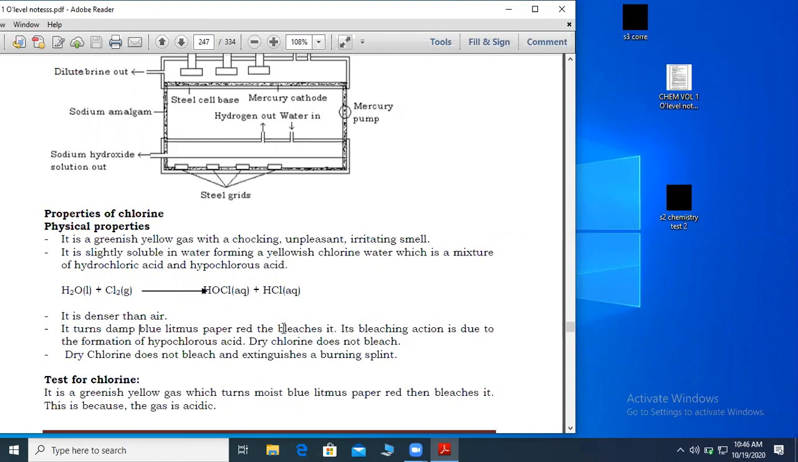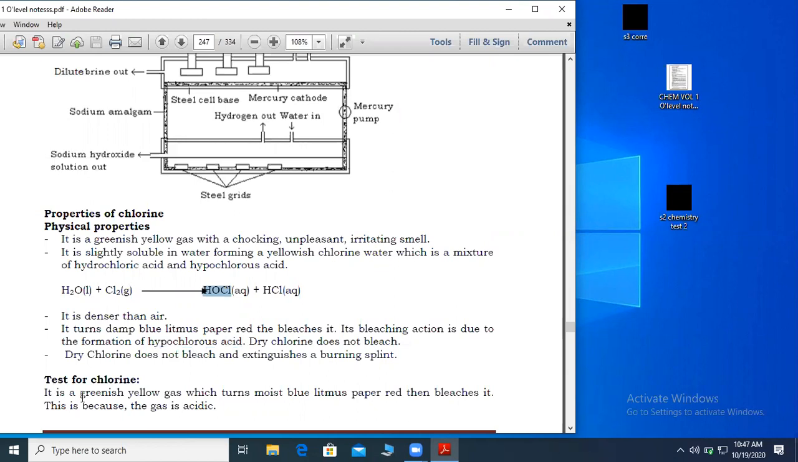It will lose its color and turn to what? To white, it becomes bleached. So its bleaching action is due to the formation of hypochlorous acid. So hypochlorous acid is the one that is responsible for bleaching the red litmus paper, which has turned from blue. And hydrochloric acid is the one that is responsible for turning the blue litmus paper to red. But dry chlorine does not bleach because it is not dissolved in water, so it will not form hypochlorous acid, which bleaches.